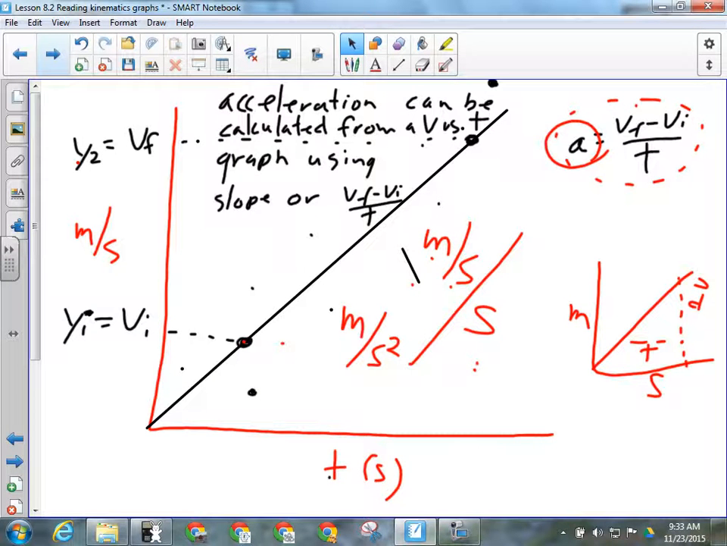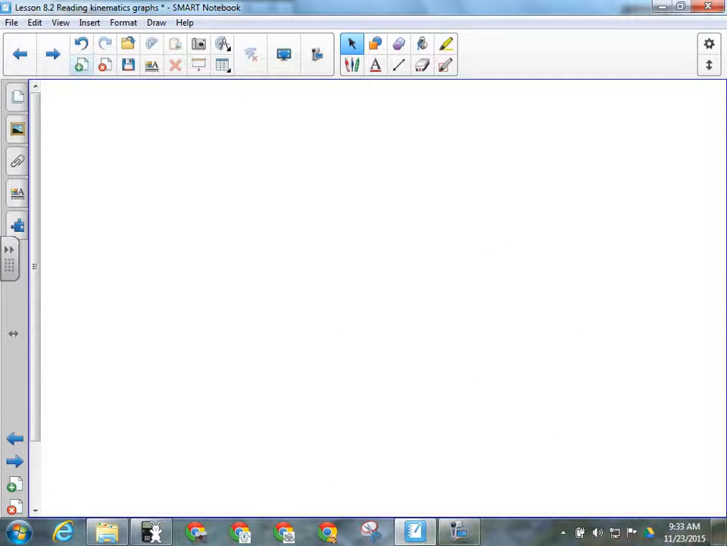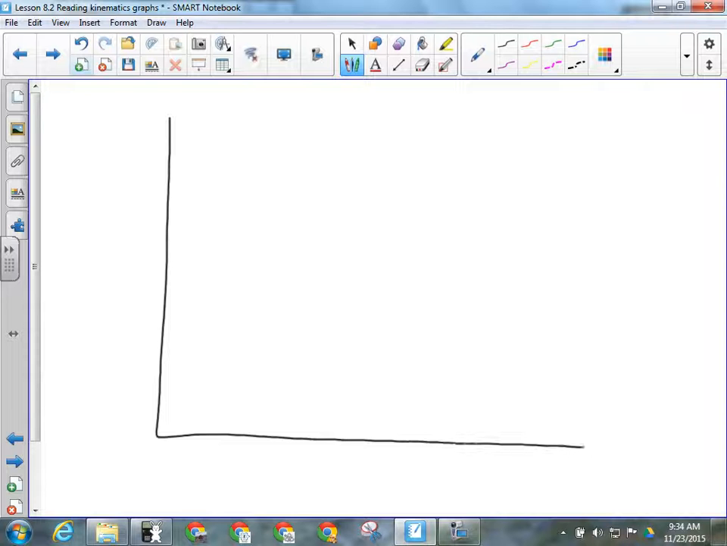Now, what was I doing with that? Oh, units. That's what I was explaining with that. Let's do that again. All right. For a velocity versus time graph, so we got meters per second and seconds.